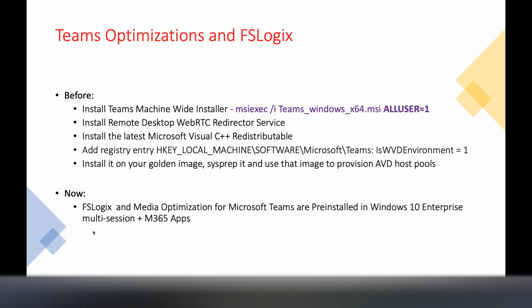Today, if a customer provisions a marketplace image, Microsoft Windows Enterprise multi-session, FSLogix is pre-installed and the media optimizations are already included and the registry entries are already there. So customers don't have to do anything at all. They are good to go. They can use FSLogix as is. It's as simple as that. All these things are done on their behalf. They'll just build their golden image, which includes their custom software, and then sysprep it, and then just use that custom image to build additional host pools. But they don't need to worry about installing Teams or installing these WebRTC services and everything.